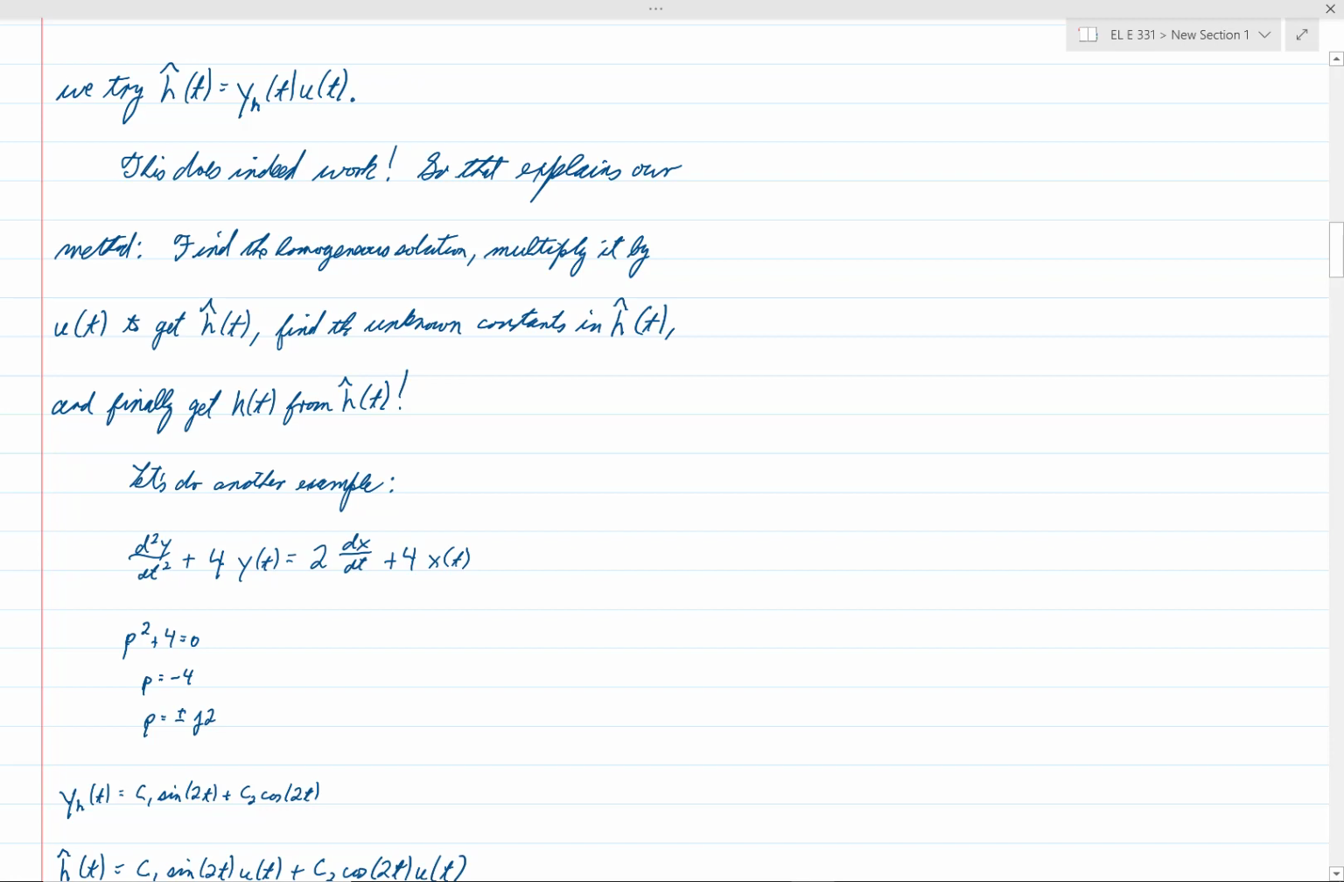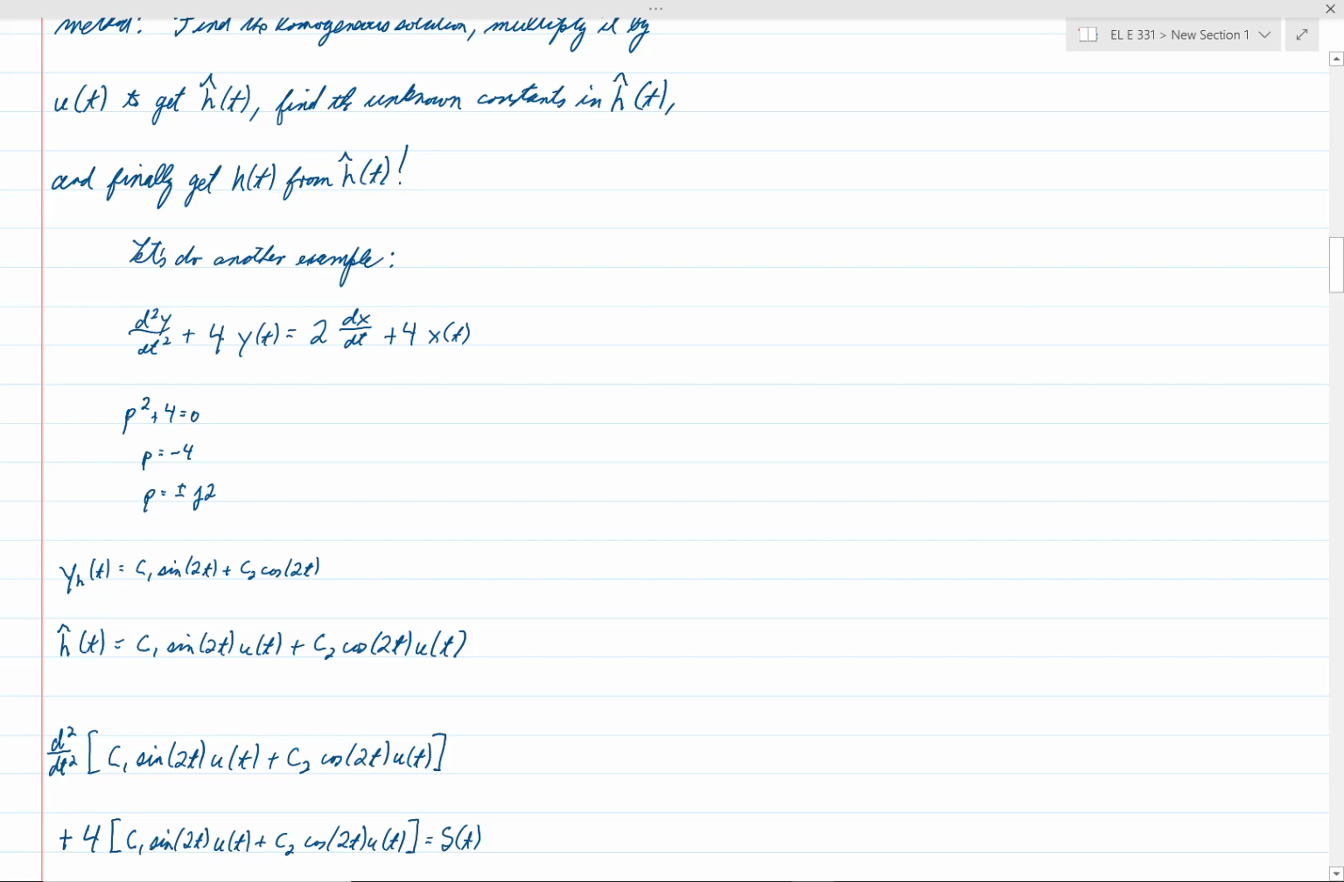So let's look at the example. What we want to do this time is say we want to look at the system that has the input-output equation d squared y dt squared plus 4y of t is equal to 2 dx dt plus 4x of t. Now remember, what we're interested in doing first is looking at the homogeneous equation, where we have d squared y dt squared plus 4y of t is equal to 0.